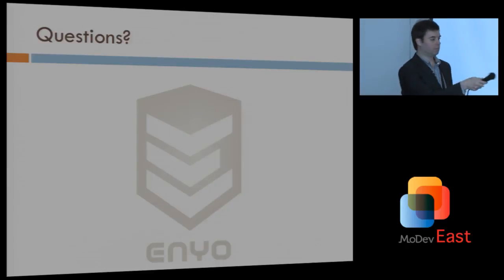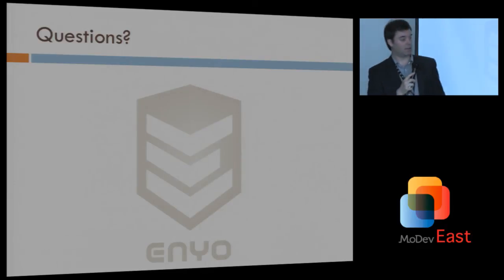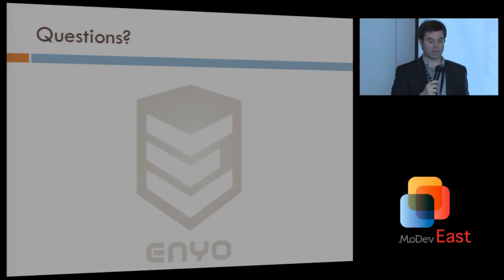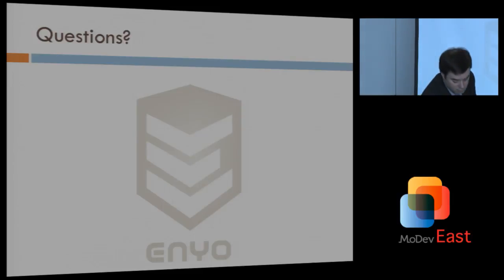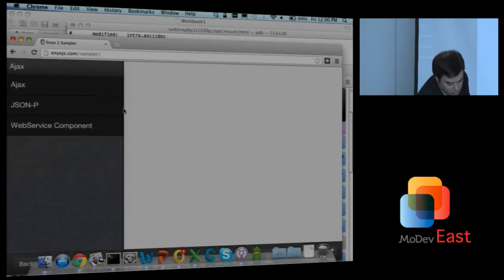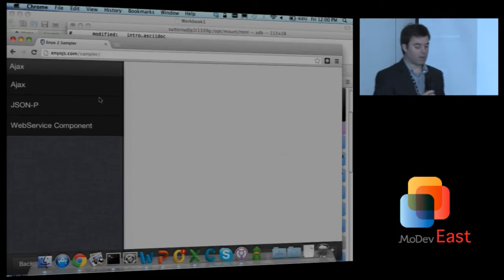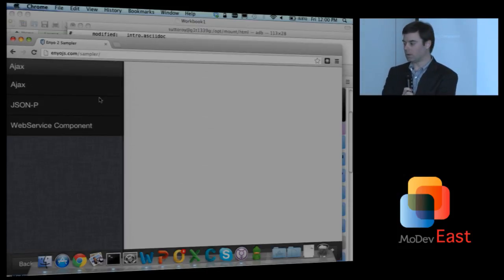Can you make AJAX calls? Can you please repeat that? Can you make AJAX calls from? Oh, AJAX calls, yes. The question was, can you make AJAX calls? Yes, I didn't show it, but in the sampler there are a couple samples of doing AJAX requests. They're in the Enyo core, AJAX here. We do have a wrapper around AJAX and JSONP for doing remote calls and fetching data. It wouldn't be much of a web app if it didn't have some kind of way to communicate with a server to fetch data.